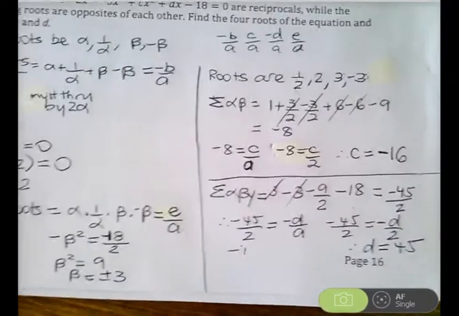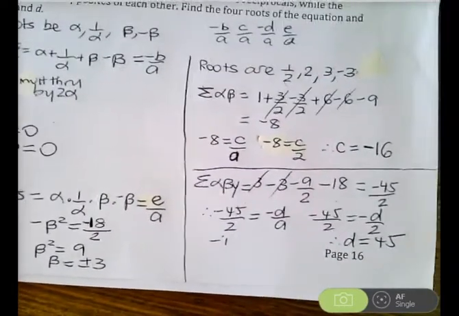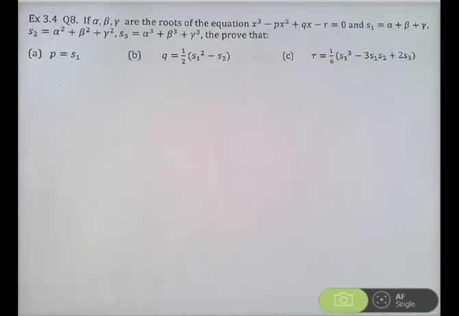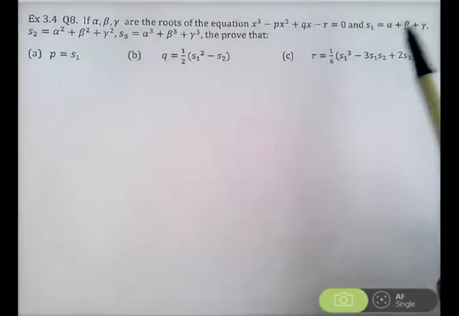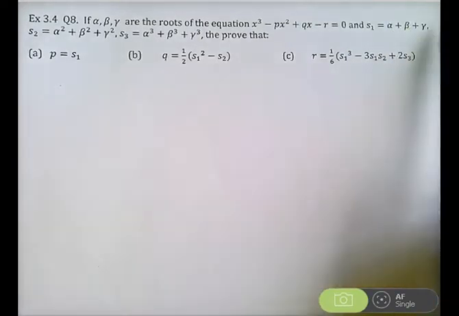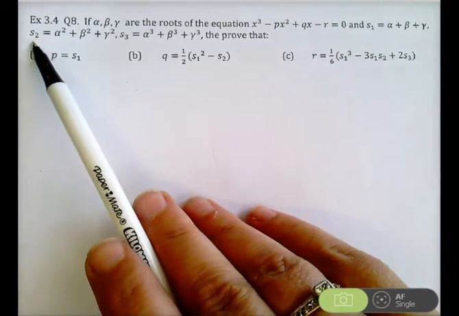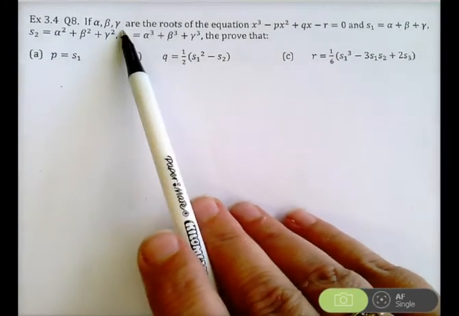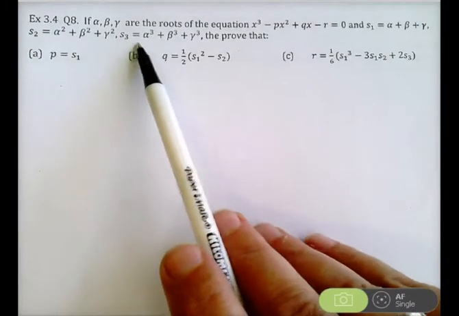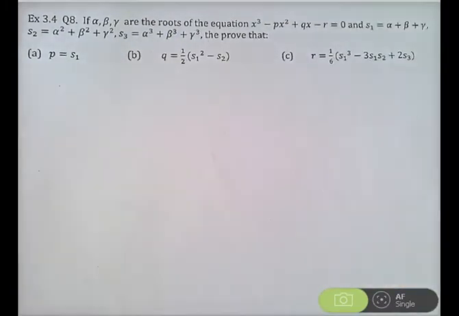Find the 4 roots and evaluate C and D, which we've just done. Okay. If alpha, beta and gamma are the roots of this equation, and S1, that happens to be sum of roots 1 at a time, is alpha plus beta plus gamma, S sub 2 is not sum of roots 2 at a time. It's alpha squared plus beta squared plus gamma squared. And S3 is alpha cubed plus beta cubed plus gamma cubed. You have to prove those three results.